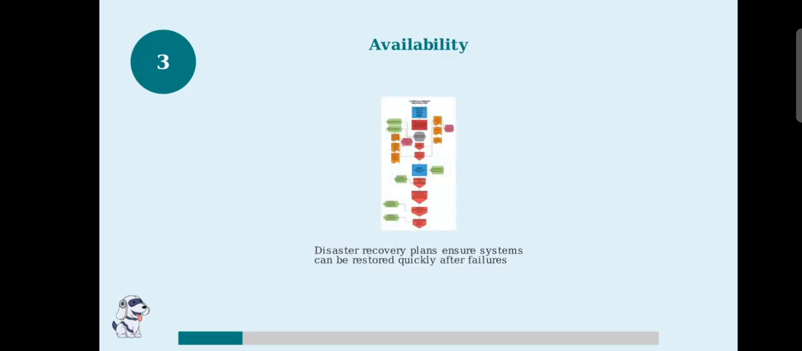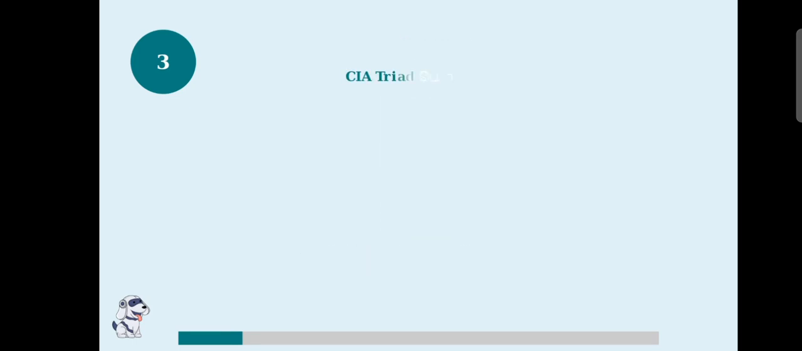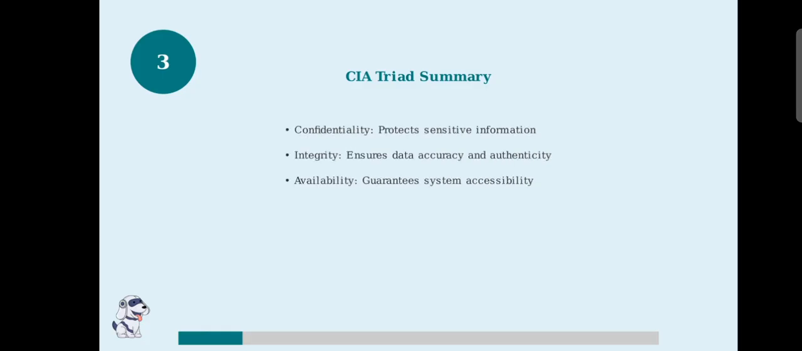This includes redundancy and disaster recovery planning. Redundancy involves having backup systems and multiple copies of critical data to prevent single points of failure. The CIA triad provides a comprehensive framework for cybersecurity. Confidentiality protects sensitive data, integrity ensures data accuracy, and availability guarantees system access when needed.